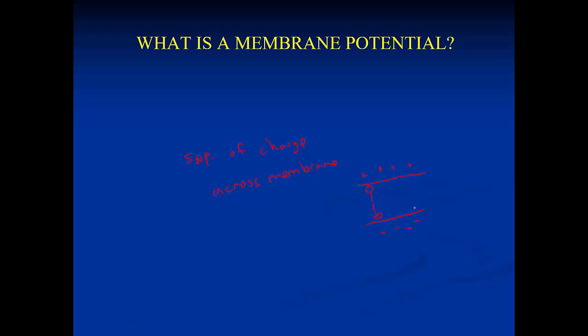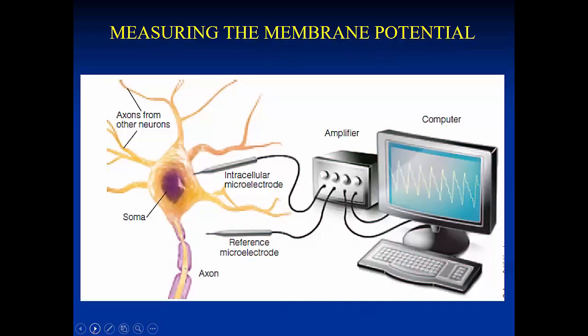There's a separation of charge. Instead of being at opposite ends of a battery, it's across the membrane. Okay, so membrane potential just means separation of charge across the cell membrane. The larger the separation of charge, the bigger the number. And as I said before, this is going to be measured in millivolts. Okay, so those are some basic definitions.